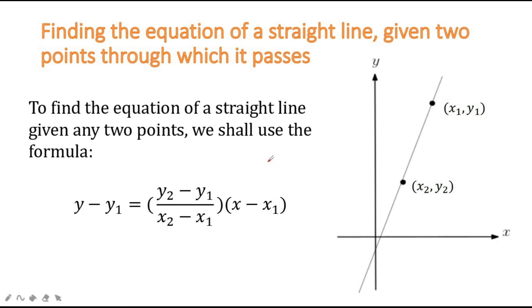Now let us discuss how we find the equation of a straight line given 2 points through which it passes. In order to find the equation of a straight line given any 2 points, we shall use the formula y minus y1 equals (y2 minus y1) divided by (x2 minus x1), times (x minus x1).